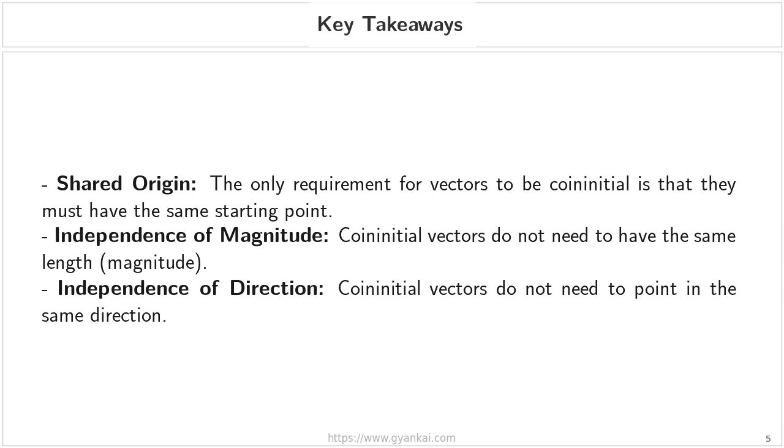Third, we have the independence of direction. Just like the light rays in our previous example, these vectors do not need to point in the same direction. They can spread out in any direction across the plane.